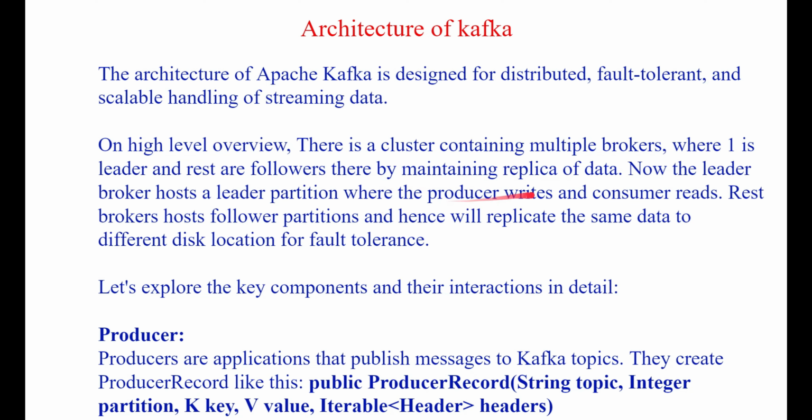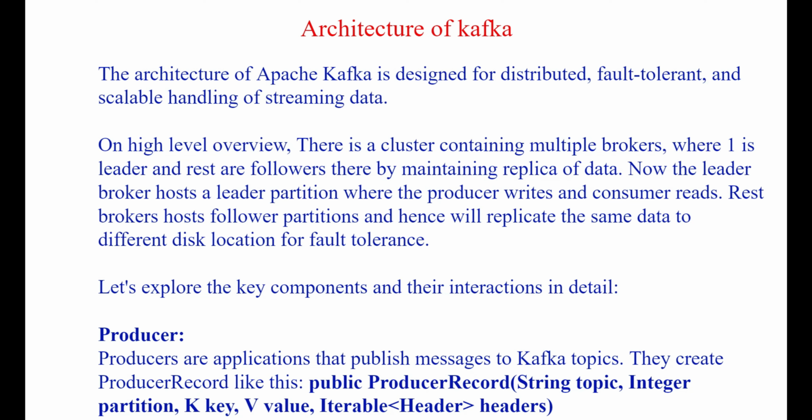Now, the leader partition is where the producer writes and also where the consumer reads. The rest of the brokers host the follower partitions and hence replicate the same data to a different disk location for fault tolerance. So if anything goes wrong with the leader broker and it dies, that disk space might be lost. But the different brokers who are the followers will have the same data, because they are reading from the leader log, and hence they have the same data at a different disk location which is still alive, and your consumer can still consume the same data the producer has written to your topic. And that's why I say Kafka is a very fault tolerant method of communication between different applications.